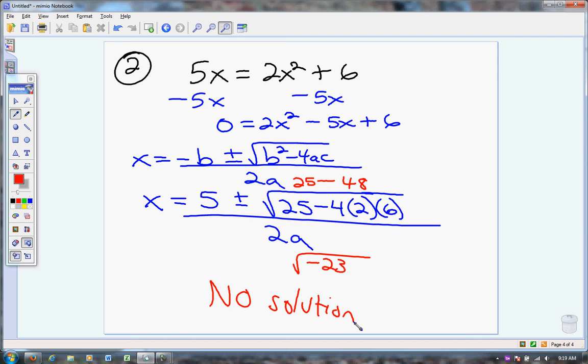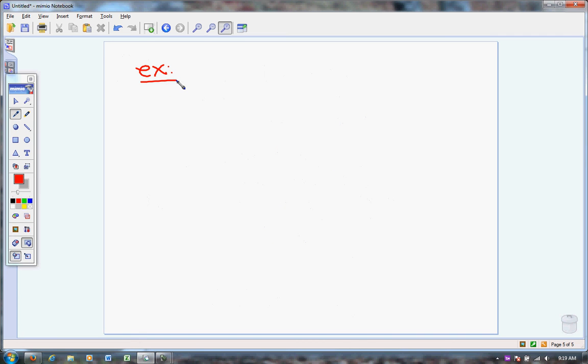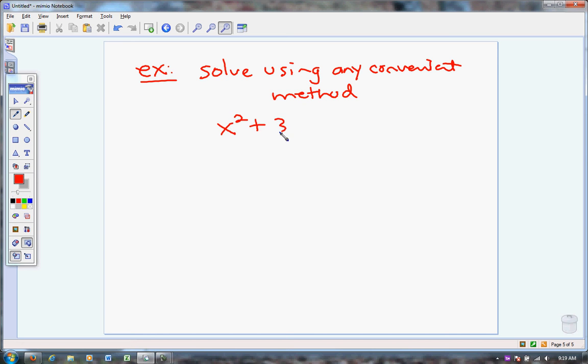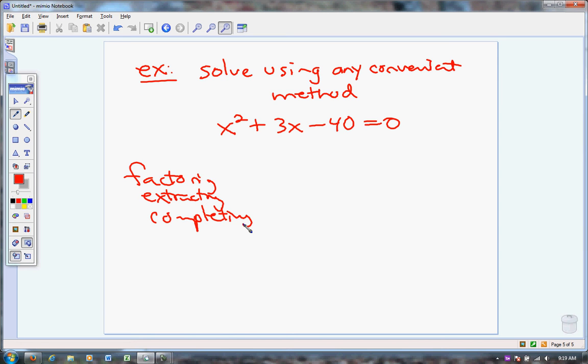All right? And the only other thing that I want to point out is that they might give you some problems where they say solve using any convenient method. And they'll give you a quadratic equation, x squared plus 3x minus 40 equals 0. Well, when they say that, haven't we learned 5 methods now to solve them? Right? We've learned factoring. We've learned extracting. We've learned completing the square. I'm just abbreviating because we're running out of time. We've learned graphically. And we've learned the quadratic formula.